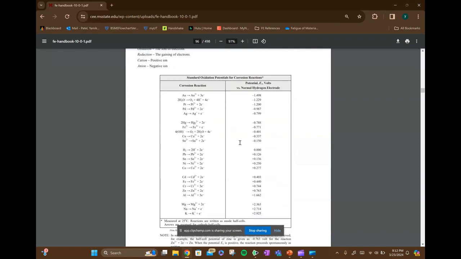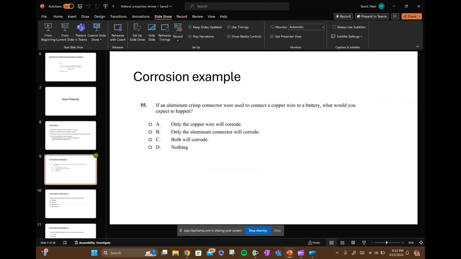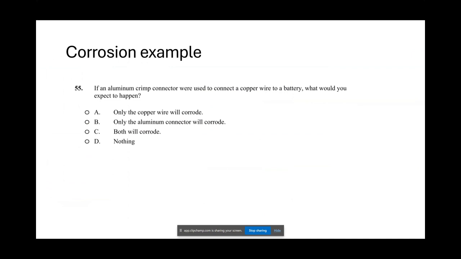We can see our aluminum and our copper sections right here. And in this case, you can see that copper has one less electron than aluminum. That would make aluminum the anode in this situation. So if we go back to our PowerPoint, since the aluminum connector would be the anode, that would make the aluminum connector the corroding one, and the copper would not corrode as a response. So case B would be the correct answer.